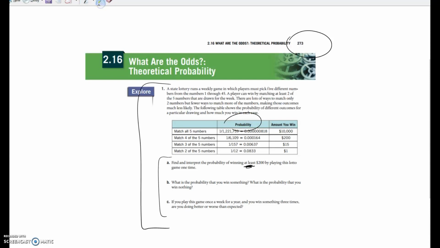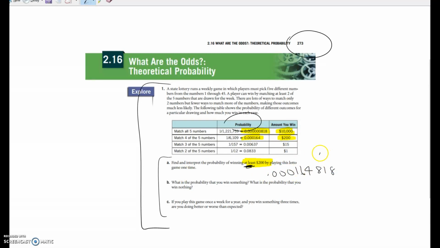Okay, so when it says the probability of winning at least $200, I would be happy with winning 200 or more. So I need to add those two probabilities. And so if you add those together, you're going to get what? 0.000164. How many zeros does this guy have? So 1, 2, 3. And then I think it's going to be, is it the 818? So 818. Okay. And so, you know, that's a lot.